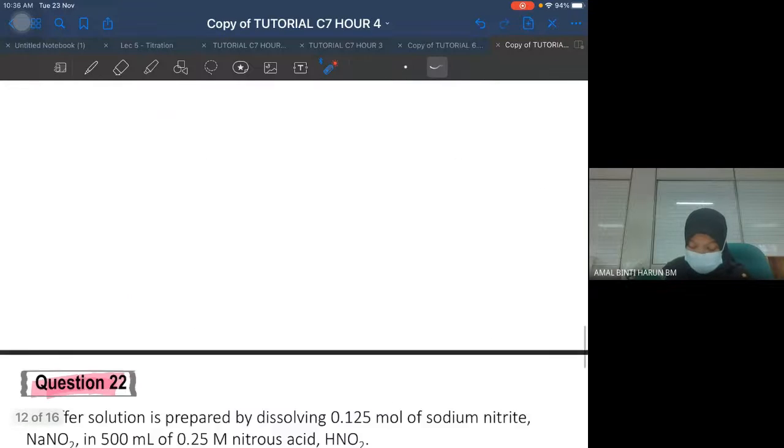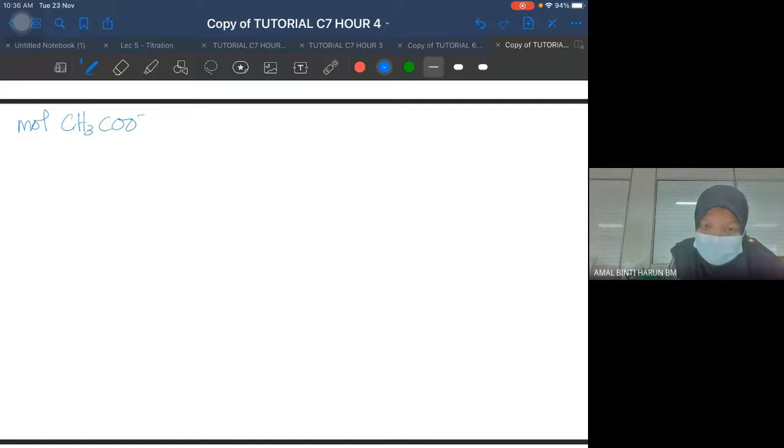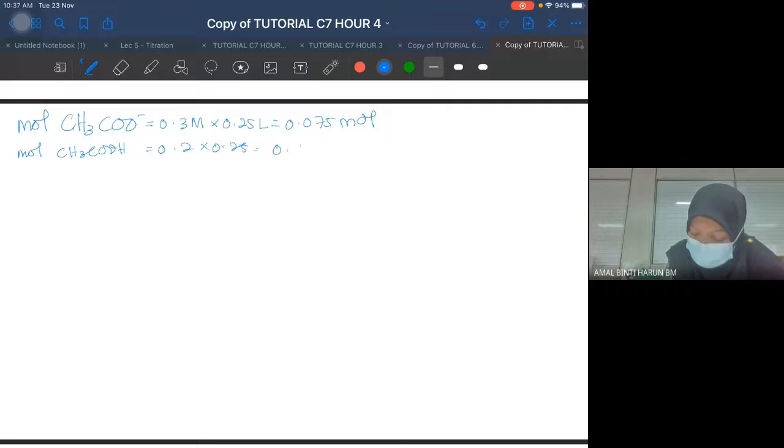So to prove it, dia minta the proof. Kita buat macam tadi lah. Kita kira mol CH3COO minus. It is initially 0.3 molar darab dengan volume dia 0.25 liter. So it is 0.075 mol. Macam tadi. Then the mole of acid juga adalah 0.2 times 0.25. It is 0.05 mol.